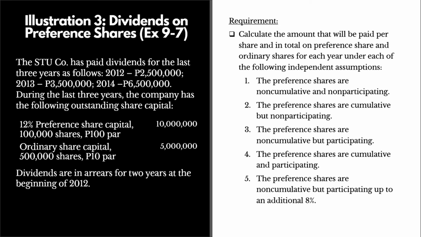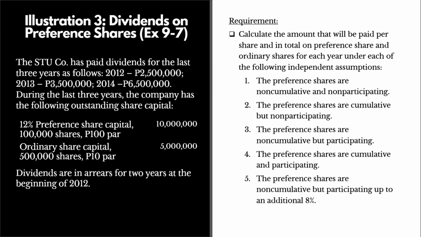So during the last 3 years, the company has the following outstanding share capital. Una, 12% preference share capital, 100,000 shares, 100 pesos par. Total par value is 10 million pesos. Ordinary share capital, 500,000 shares, 10 pesos par. Total par value is 5 million pesos. So dividends are in arrears for 2 years at the beginning of 2012.